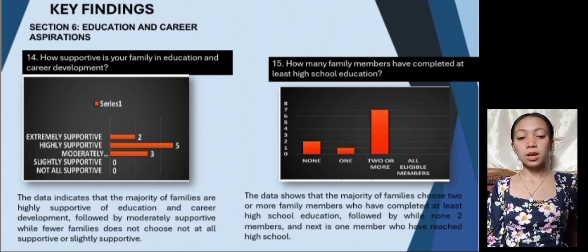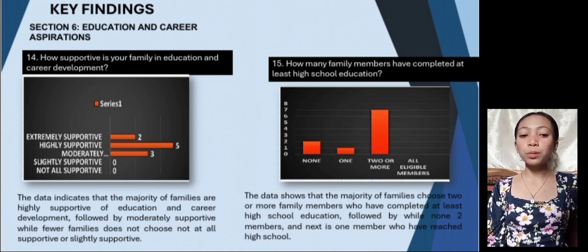And question number 15, how many family members have completed at least high school education? Based on the survey that we gathered, the data shows that the majority of families chose 2 or more family members who have completed at least high school education, followed by none, and the next is 1 member who has reached high school.